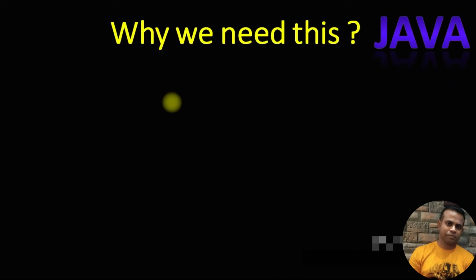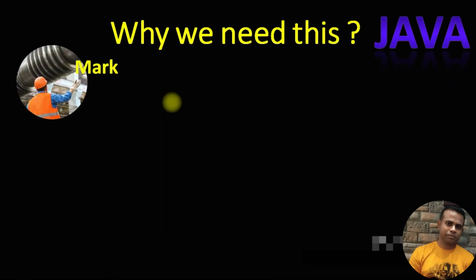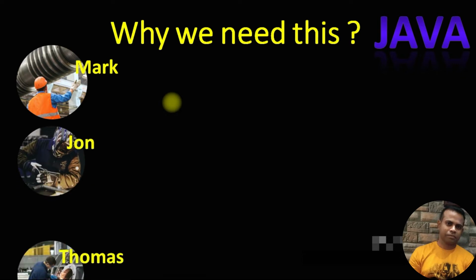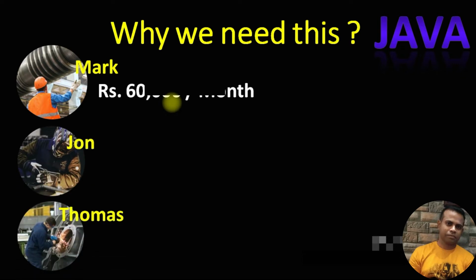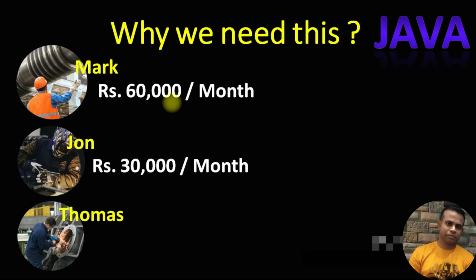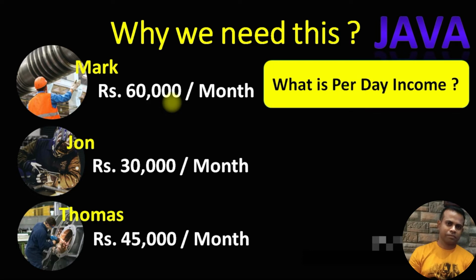So first we will check why we need this. Let's say in a company there are three employees. One is called Mark, then John, and then Thomas. Mark's salary is something like 60,000 per month, John's salary is 30,000 per month, and Thomas 45,000 per month. Now let's say you got a challenge to create a program: what is the per day income?